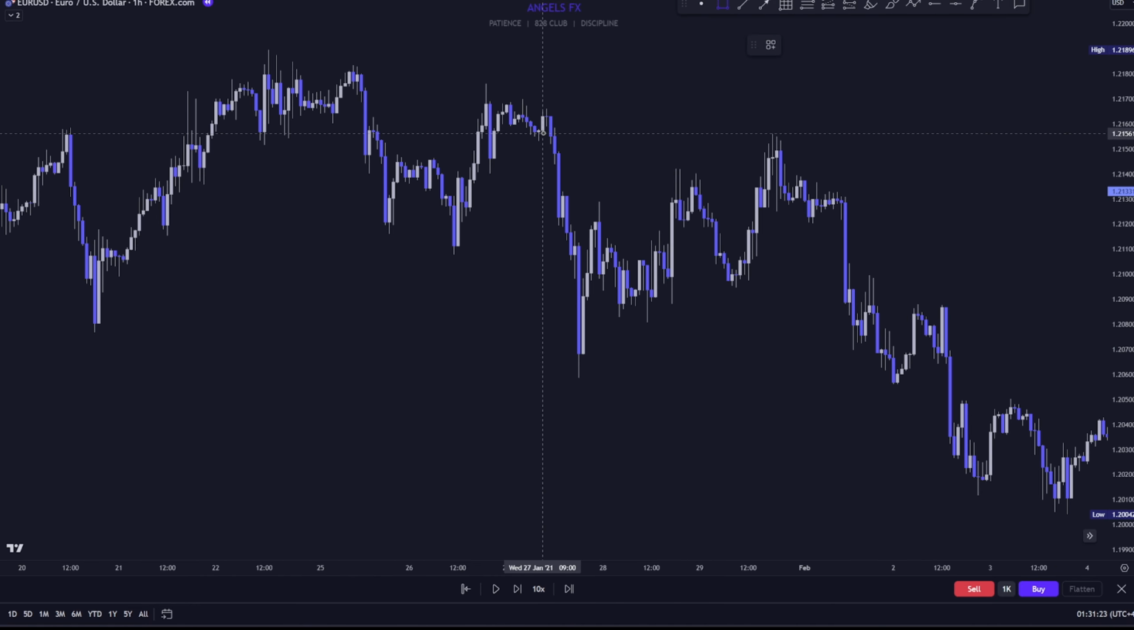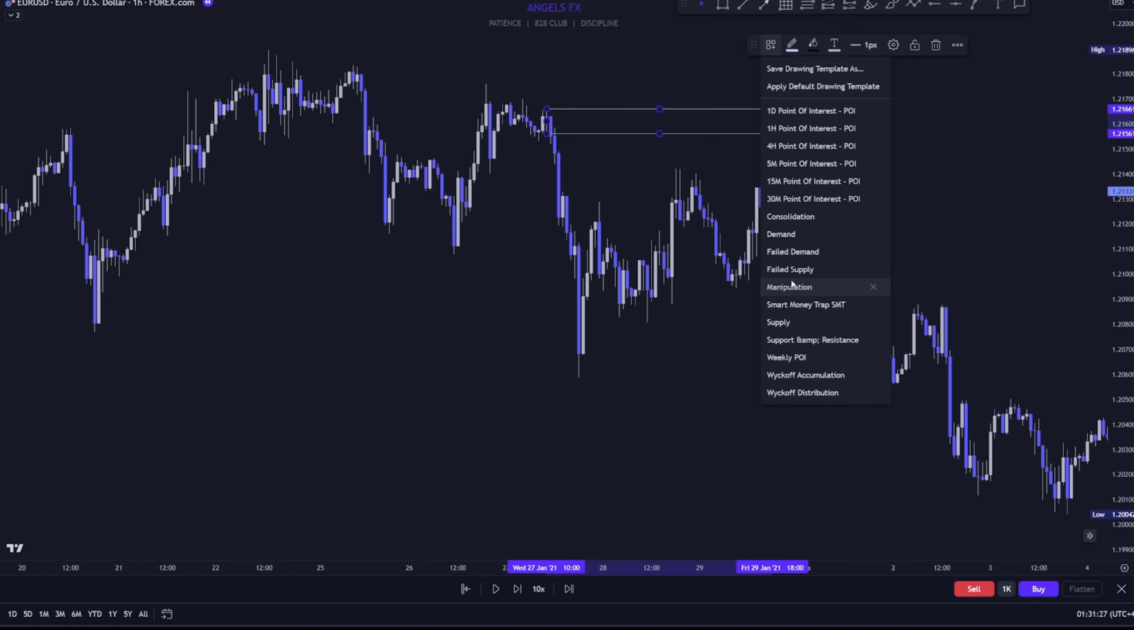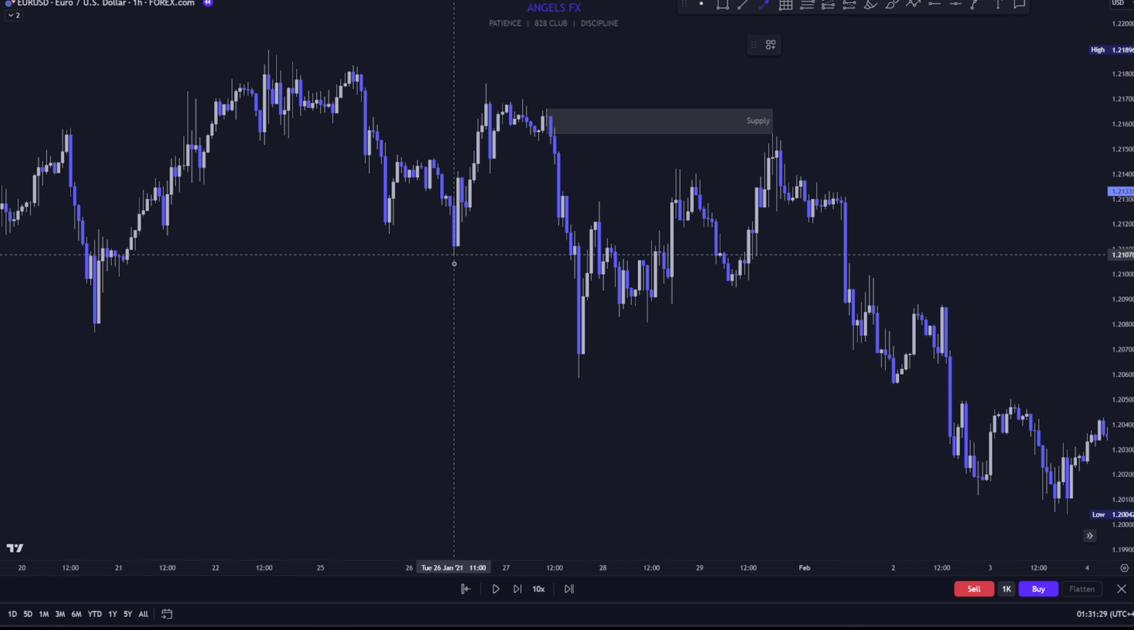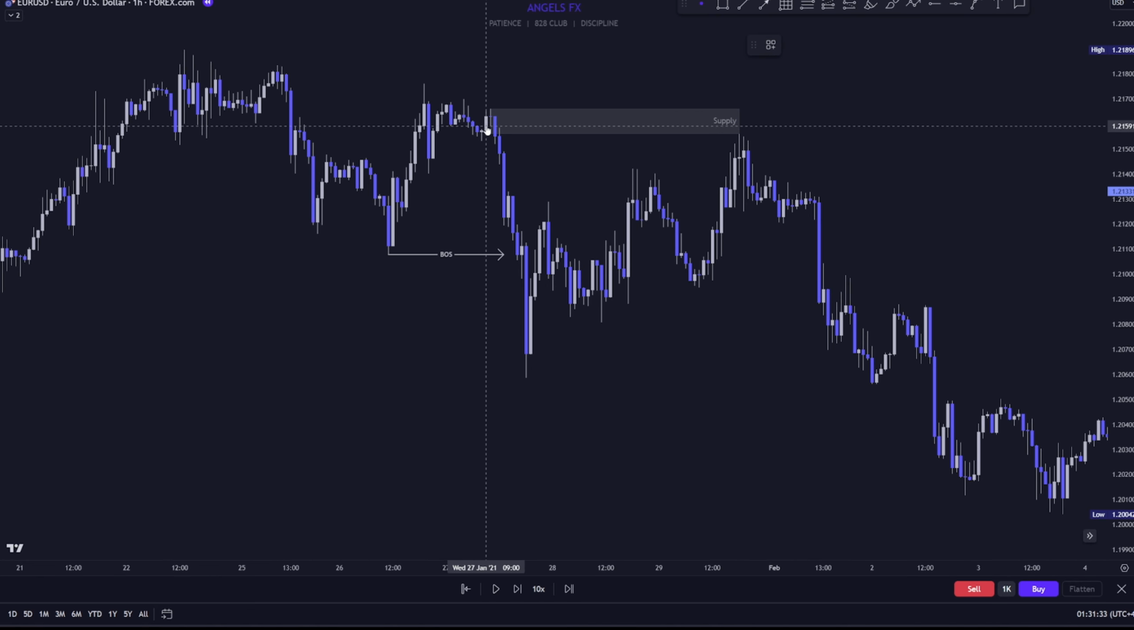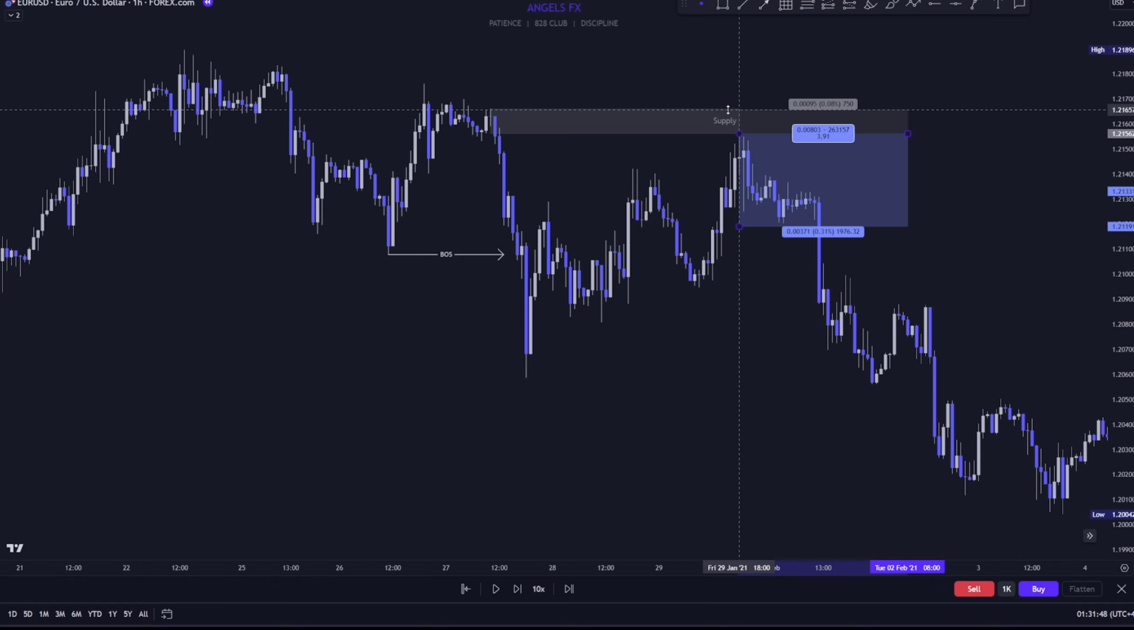This is our last move. Boom. Supply. We broke the structure. This is our last buying candle before this huge move, bearish leg. So this is called bearish leg. This is when institutions have entered. Our entry would be here, and our stop here. Our take profit just right here.